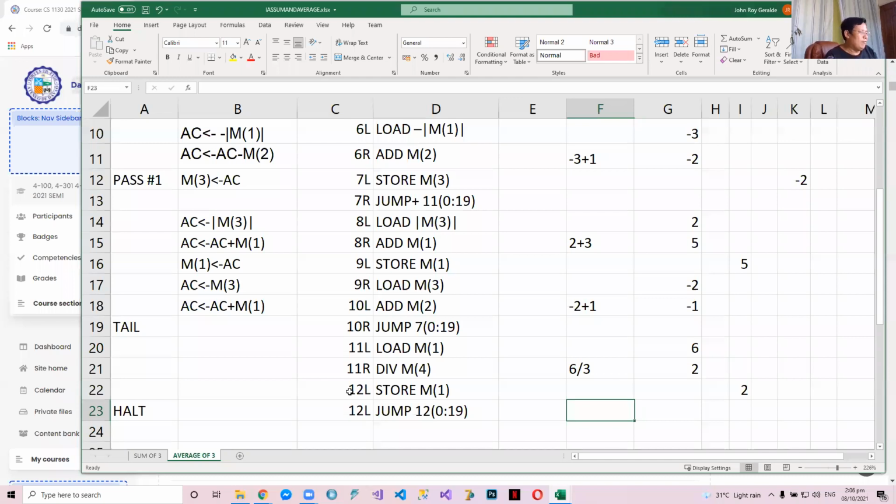So this will become 12R. Sorry, so this becomes 20 to 39. It's R. Where did we jump? 11. Is this still correct? Yes, no? Because here in 11R, store M1 so that we can have the final value also, okay? So I have to update this one more time.